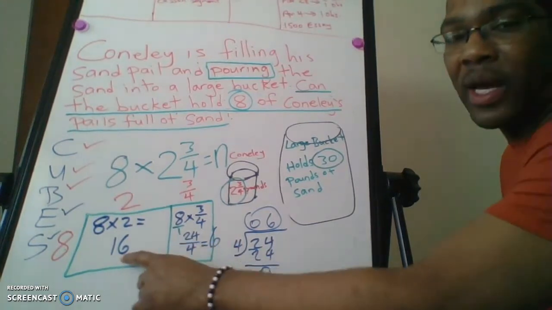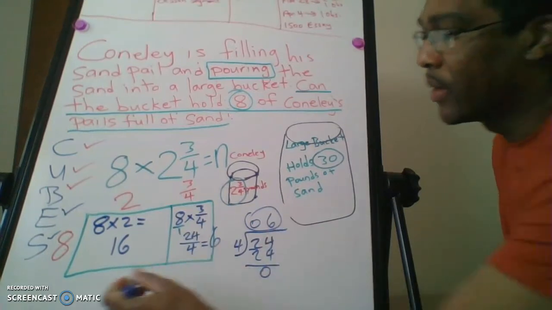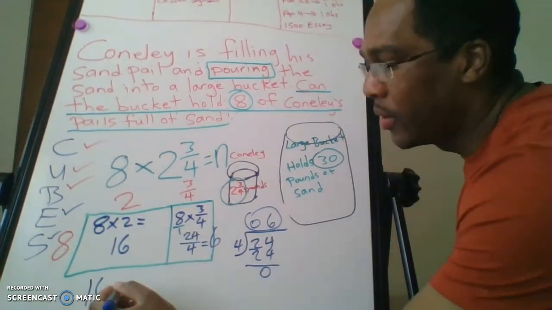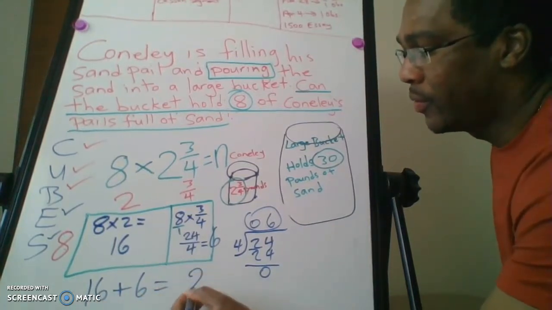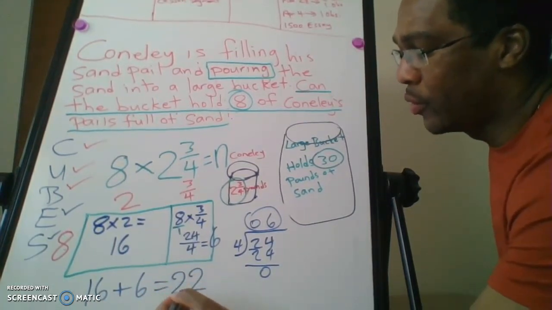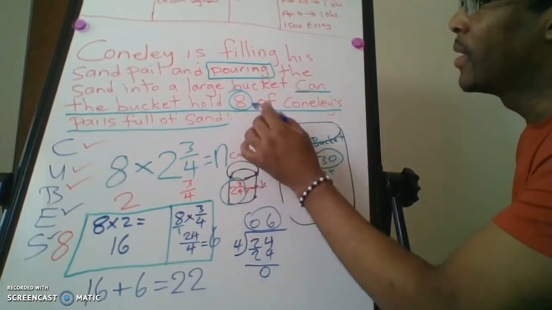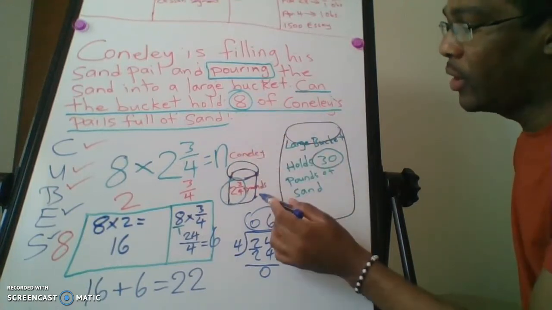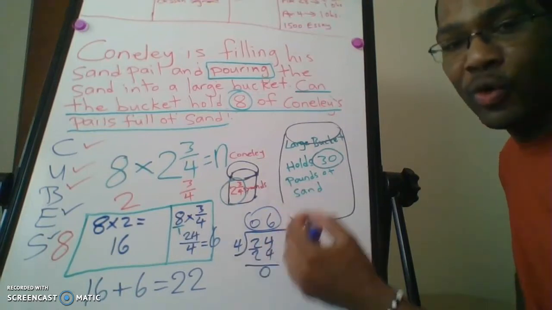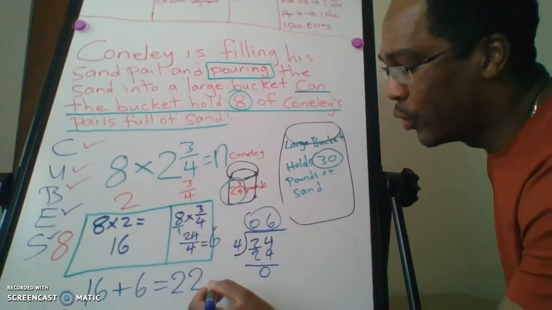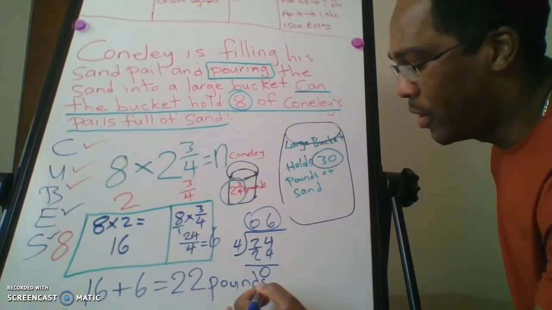Now I have to add my two partial products. 16 plus 6 is equal to 22. So I know that 8 of Conley's pails would hold a total of 22 pounds of sand.